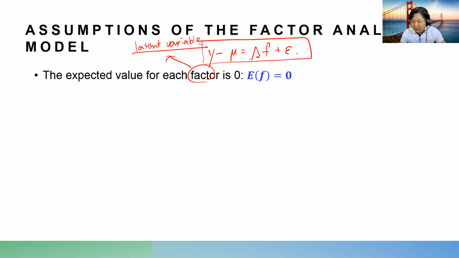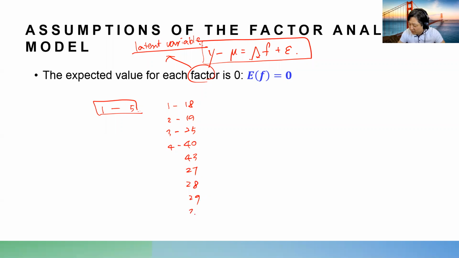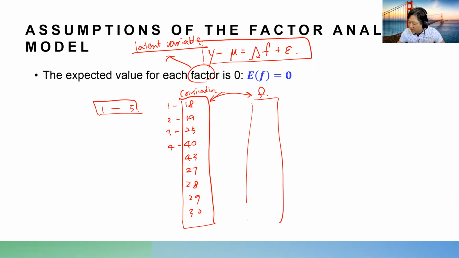For example, you measure conscientiousness on a 1 to 5 Likert point scale, and your scale is 20 items that you just summed up. The first observation got, say, 19, 25, 40, 43, 27, 28, 29, and 30. This is the conscientiousness score, a raw score, right? But if you get a factor score of this construct, that F score will be more like a standardized score.